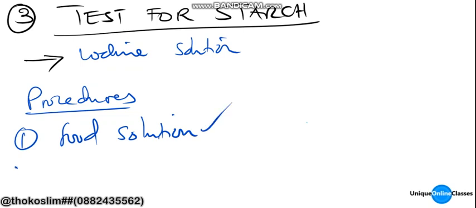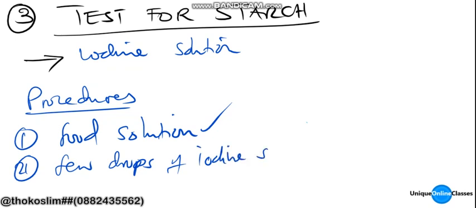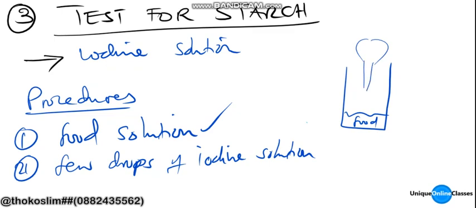So that's the first procedure, obtaining the food solution. And the next step, we add a few drops of iodine solution. That's our reagent. So consider this as our test tube, and we have our food solution here, and then we are going to add a few drops of iodine solution, 2 or 3 drops, and then we observe the color change.